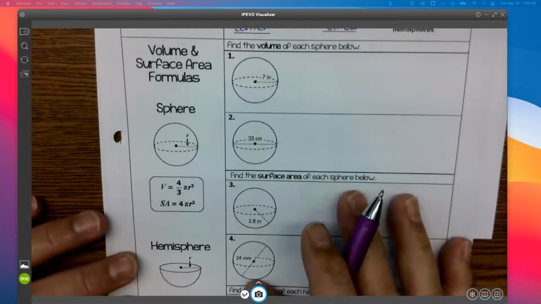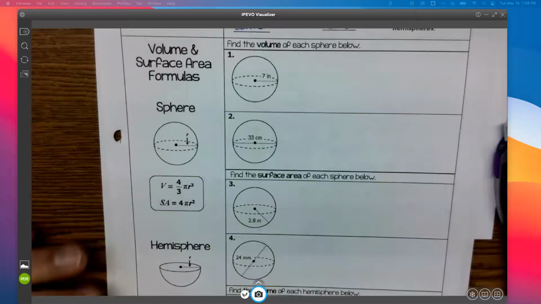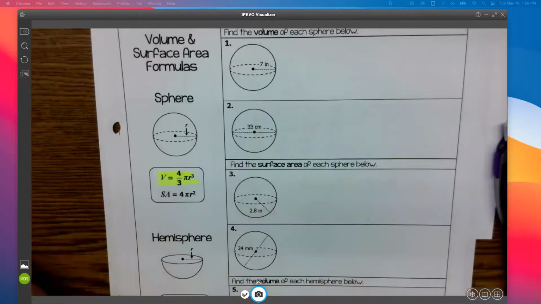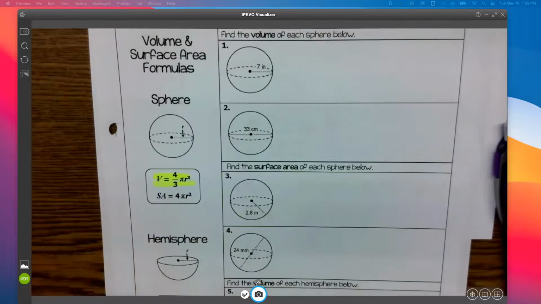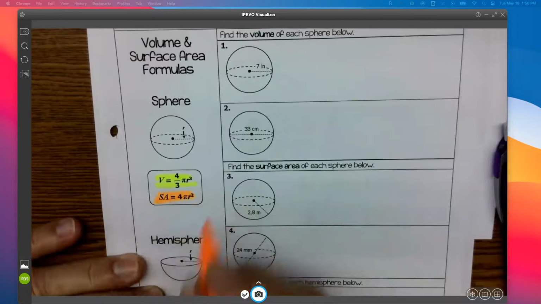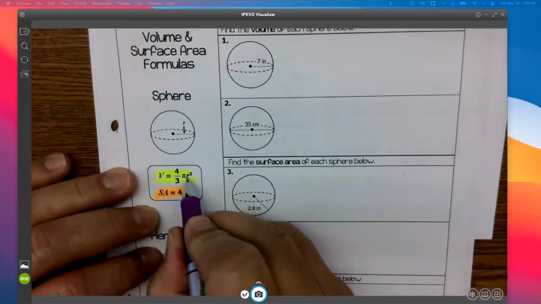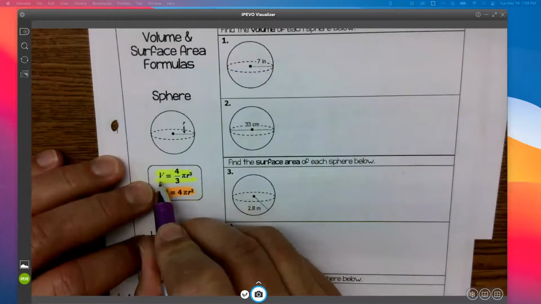All right. There are 2 formulas we're going to be working with today on spheres. We're going to be working with the volume formula and the surface area formula. The mistake most people make is they confuse which one goes with which. I find it easiest to remember that if we're doing volume, is that cubic units or square units?